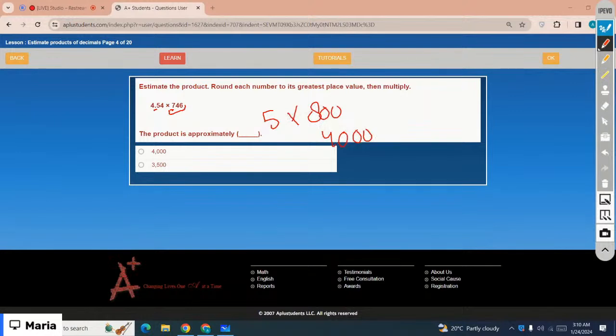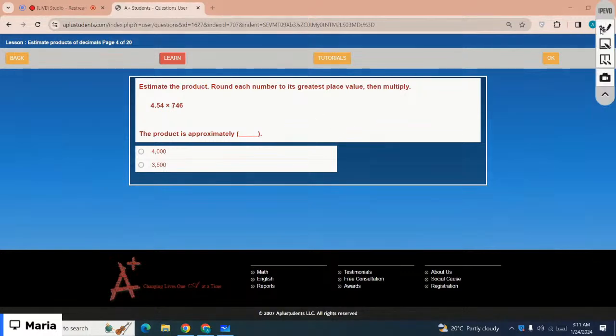Got it? You have to round to the greatest place value, right? So the greatest number is 7. 7 is rounded off to 800 and 746 is rounded off to 800 and 4.54 is rounded off to 5. So the correct option is 4000. Got it?